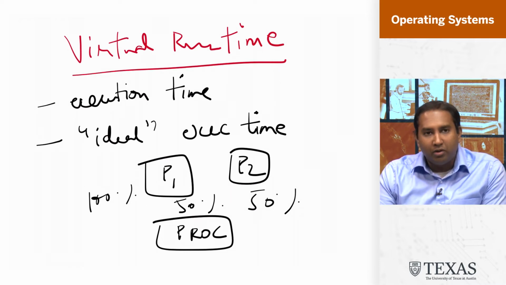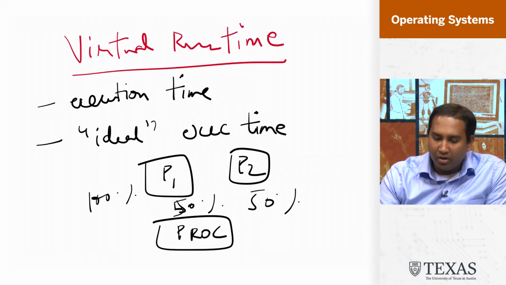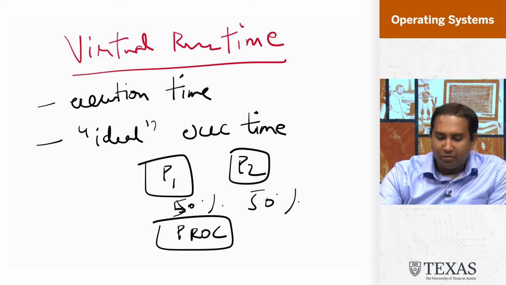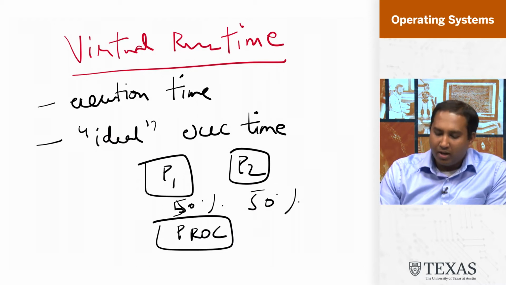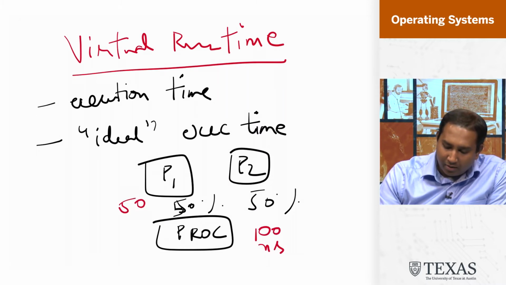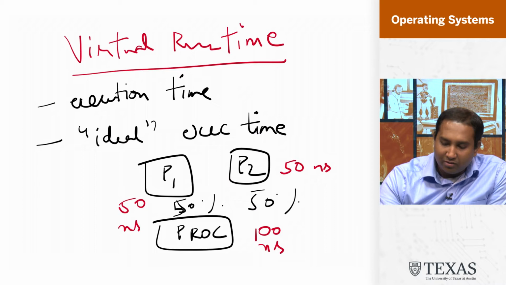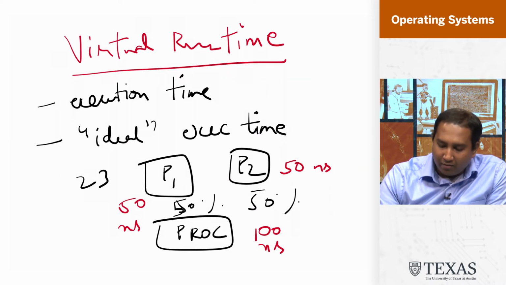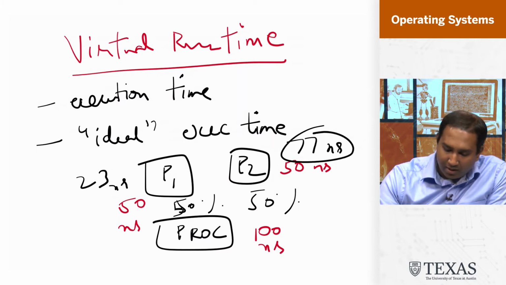Now, one way to think about virtual runtime is it measures how much you have actually run versus how much you're supposed to run. So what do I mean by that? This is not actually how virtual runtime works, but it gives you a good high-level idea, right? Let's say we somehow kept track of the percentage each was running. So, for example, in every 100 nanosecond window, P1 should have run for 50 nanoseconds, and P2 should have run for 50 nanoseconds. Fair, right? And then we keep track of how much it actually ran. So let's say P1 ran for 23 nanoseconds, whereas P2 ran for 77 nanoseconds, right?